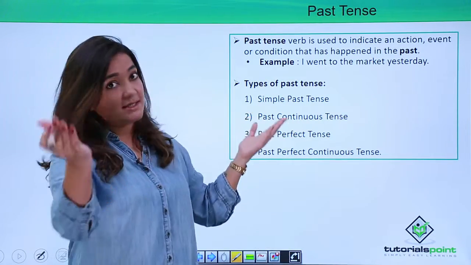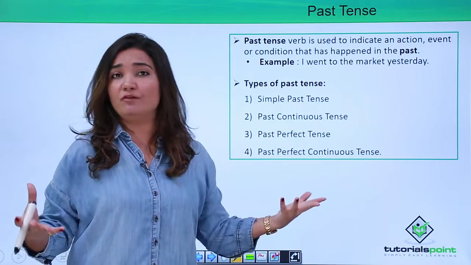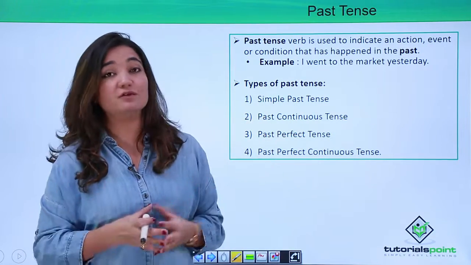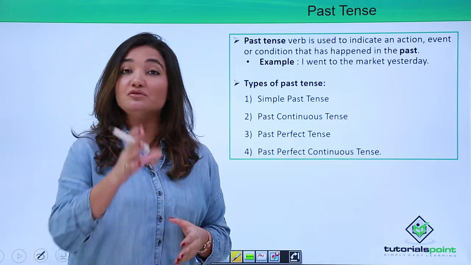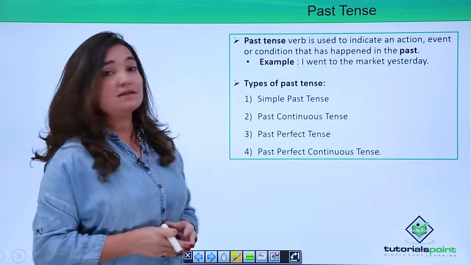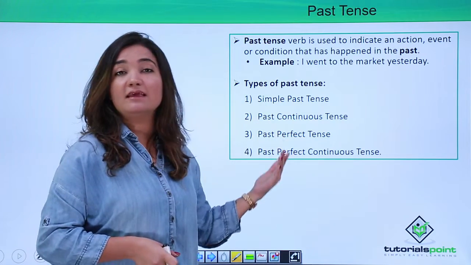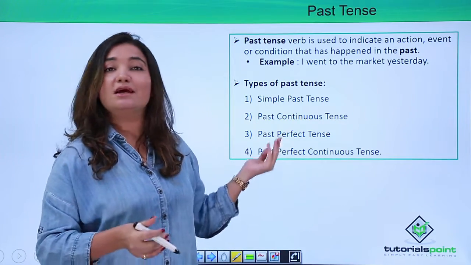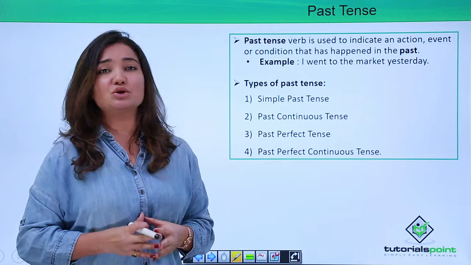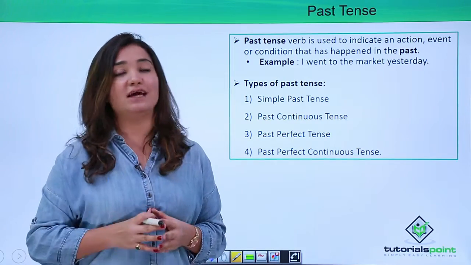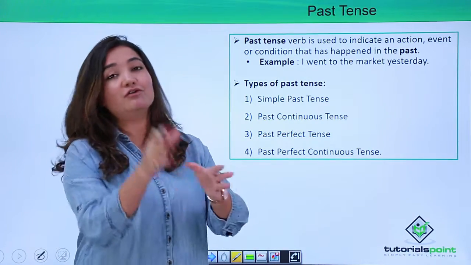Again, as I already told you, any form of tense, be it past, present or future, is basically divided into four categories. One is simple, second is continuous, third is perfect, and last but not the least is perfect continuous. So let us go ahead and first study the first category of past tense.